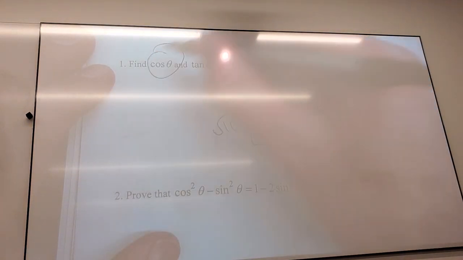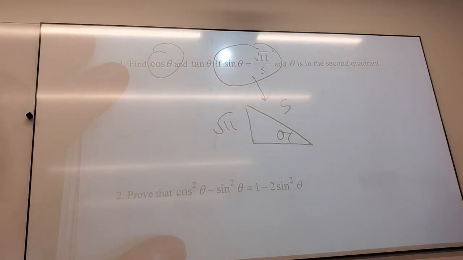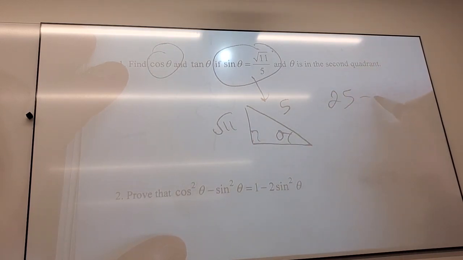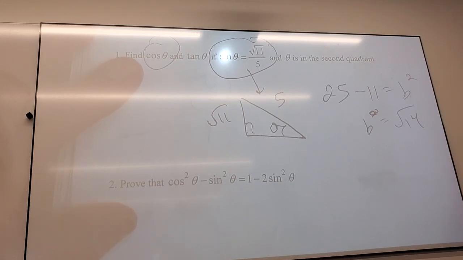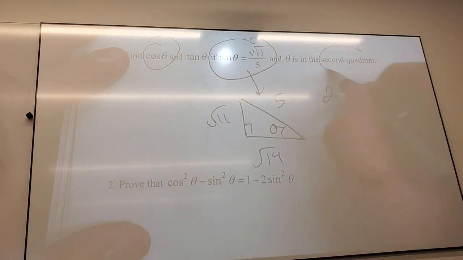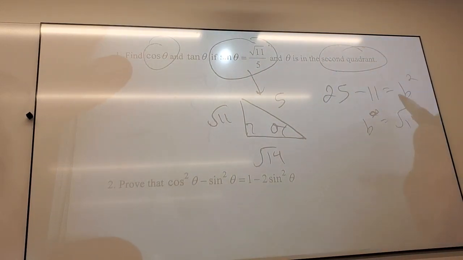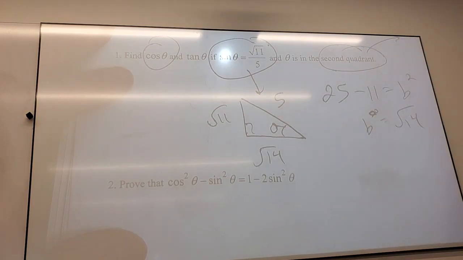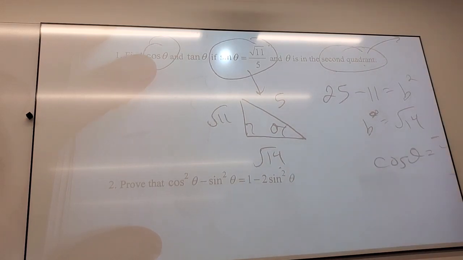If I want to know cosine, what side do I need? You need the x side. How do I get it? Pythagorean theorem. So 5 squared minus radical 11 squared equals that side squared. So it would be the square root of 14. In this case it'd be negative radical 14, that's where we come in with the second quadrant. But what I would do is, the second quadrant is the last thing I would worry about. So when I make my cosine, it would be radical 14 over 5, and then I'd say, oh, I'm in the second quadrant, cosine's negative.